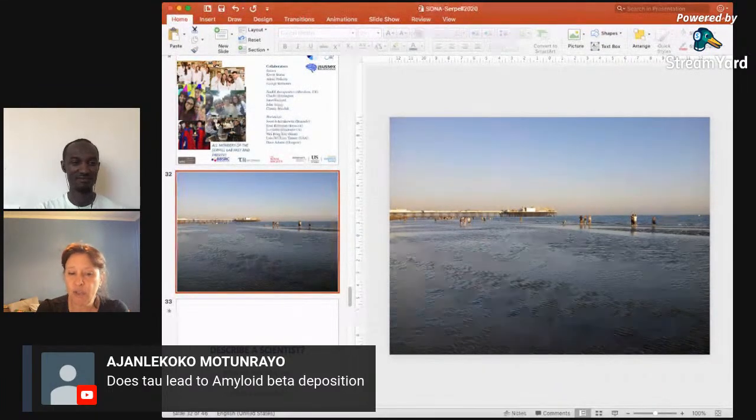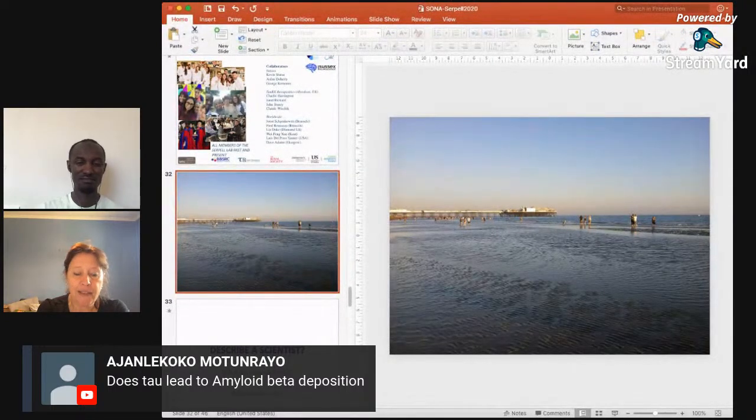I think that one is quite a difficult answer. I would say that most people think that it might be the other way around. Amyloid beta tends to be observed first. The oligomers of amyloid beta seem to be observed before tau.